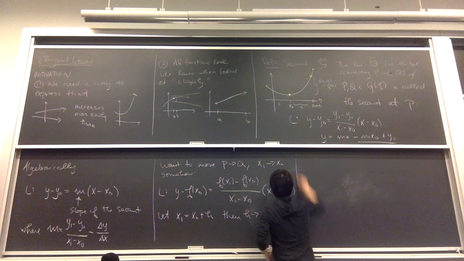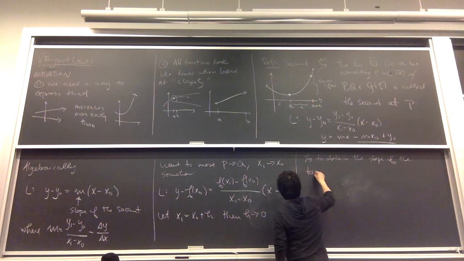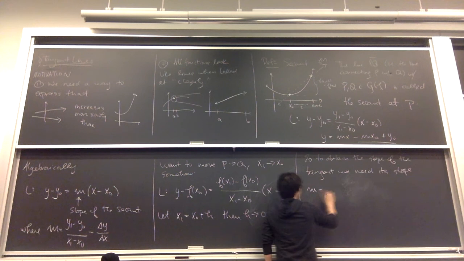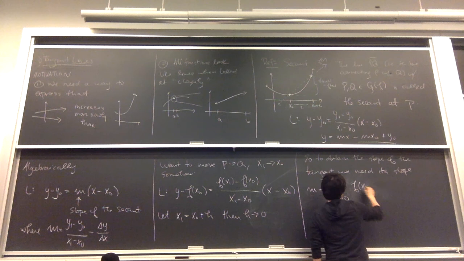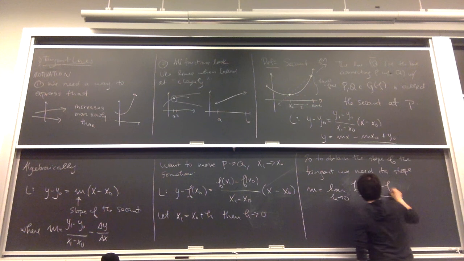So to obtain the slope of the tangent, we need its slope, which we'll call m, which is equal to the limit as h goes to 0 of the rise over run, right? f of x1 minus f of x0. Whoops, wrong labels. f of x0 plus h minus f of x0 over h.